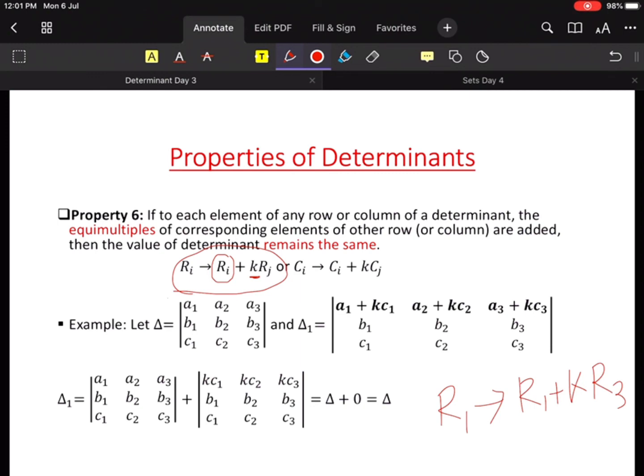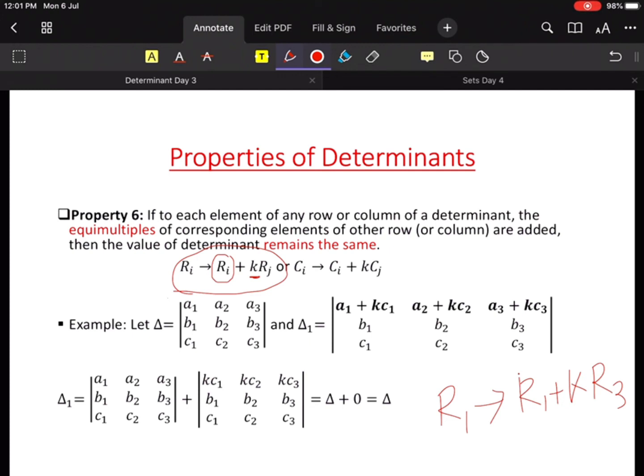So here you see R1 is what? A1. Clear? A1 plus K into, what is the corresponding element of A1? That is C1, KC1. A2 plus KC2, A3 plus KC3. I am adding the equimultiples of the corresponding elements. If I do that, then what happens? The determinant will remain the same. Now, how can that be possible?